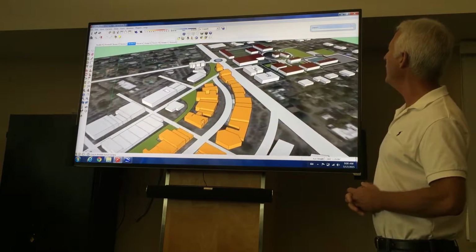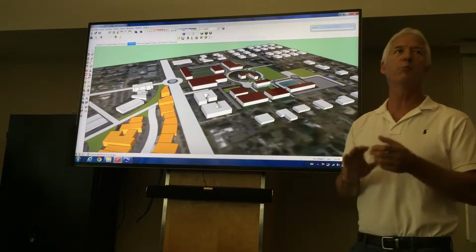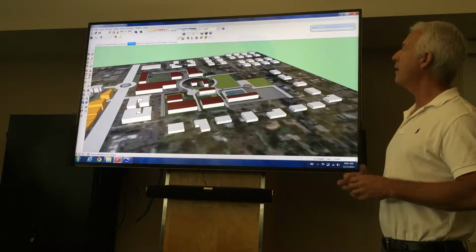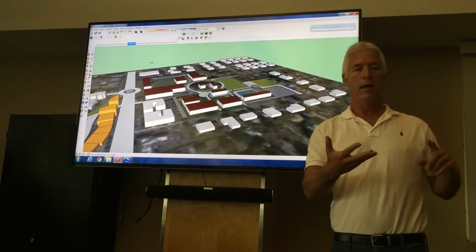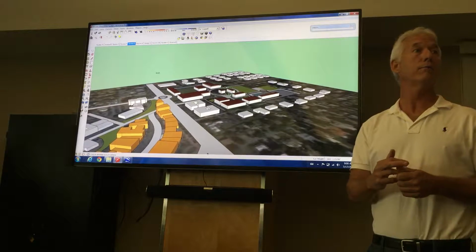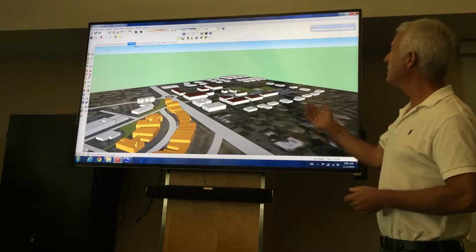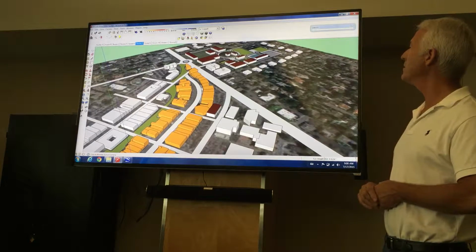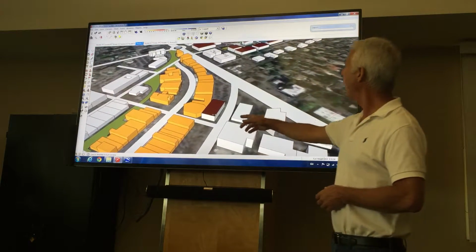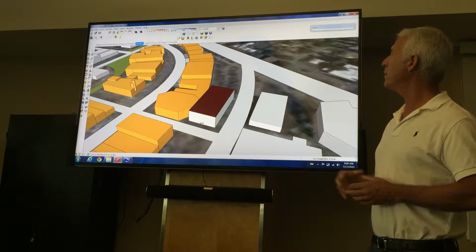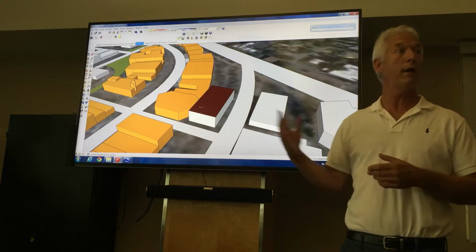What does that really mean, and is it effectively being used? There are people who actually believe that things like the theater and things like the library might be better served in a different location. So let's see what happens if we start looking at some alternative locations. This right here was an idea brought up by someone for relocating the theater here.